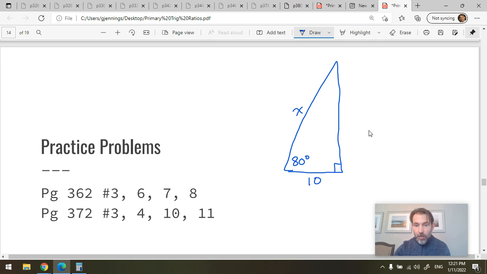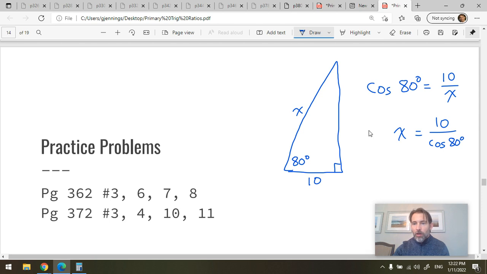Okay. Now, I'm going to look at this angle and I say this is the adjacent and this is the hypotenuse. The hypotenuse is the side that does not touch the right angle. It's always the longest side. So the ratio that relates adjacent to hypotenuse is cosine. So there I will have cosine of 80 degrees is equal to 10 over x. And then when I solve this, it's going to give me x is equal to 10 over cosine 80.